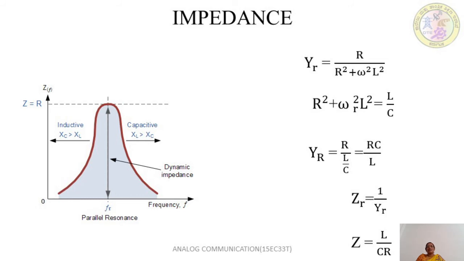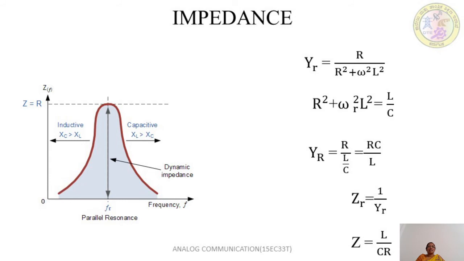From the previous expressions, we take R square plus omega r square L square is equal to L by C. We substitute this in ZR is equal to R by (R square plus omega r square L square). If you substitute L by C, that is R by L by C, we get L by CR, that is ZR, the impedance at resonance. It is the reciprocal of the admittance at resonance. That impedance at resonance is called dynamic impedance.